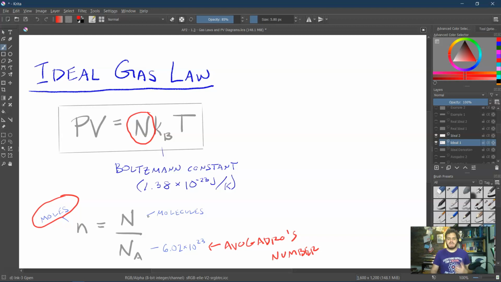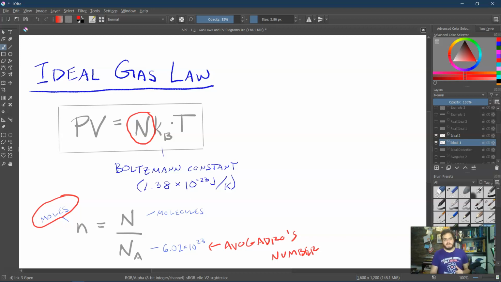So if I have 6.02 times 10 to the 23 molecules, and I divide it by Avogadro's number, well, a number divided by itself would be 1, so that would be 1 mole of molecules. If I had double this amount, so 12.04 times 10 to the 23 molecules divided by Avogadro's number, I would have 2 moles. So it's just a way to categorize a humongous number of molecules.